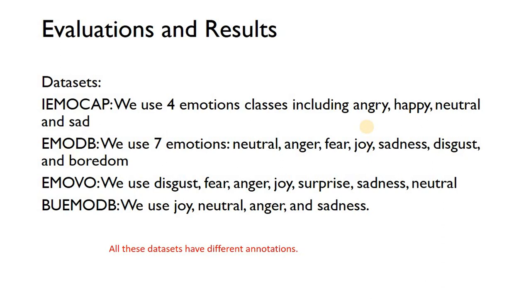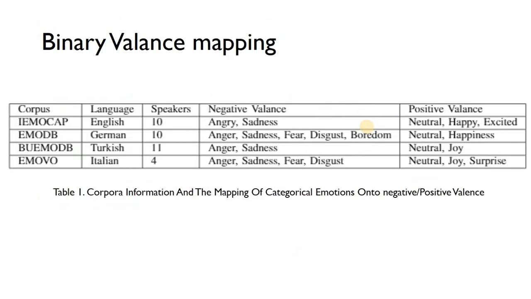To make it similar labeling, we map this information to binary valence, where the negative valence consists of angry and negative emotions, and the positive valence consists of positive emotions. So we map all these datasets, which have English language, German language, Turkish language, and Italian language, and these are the mapping. So we classify these emotions using a classifier into negative valence and positive valence.